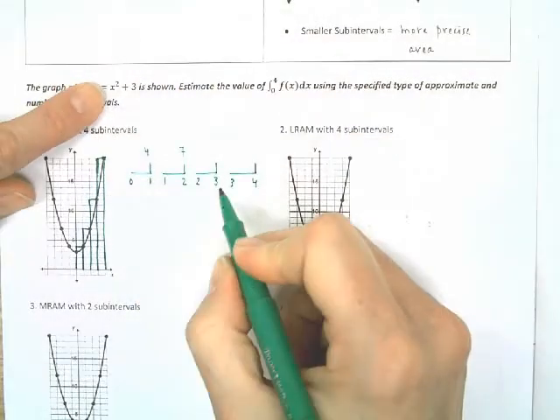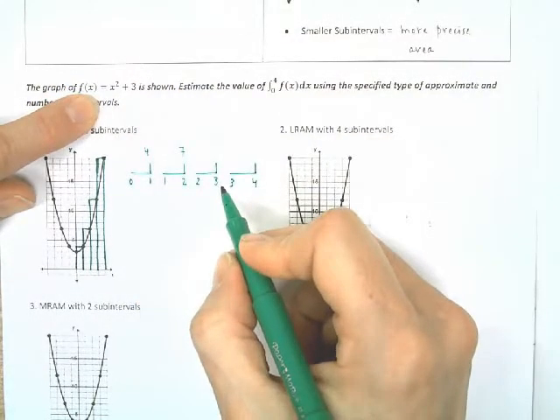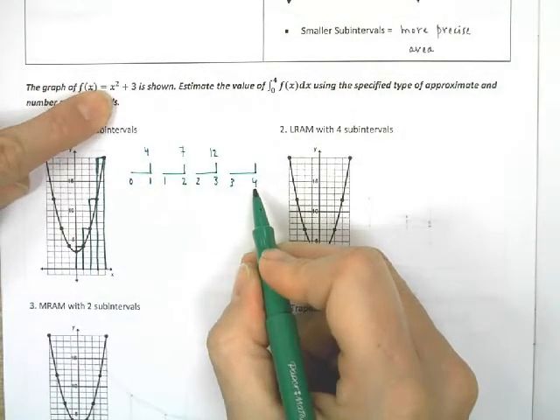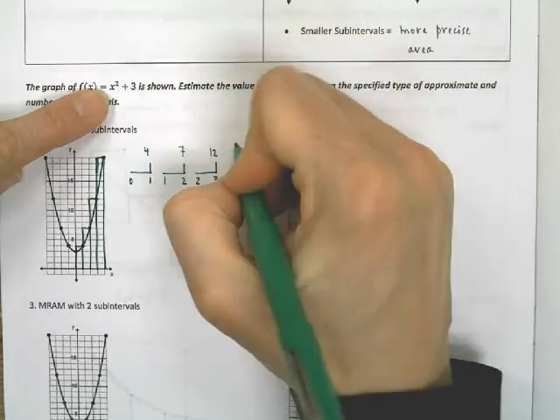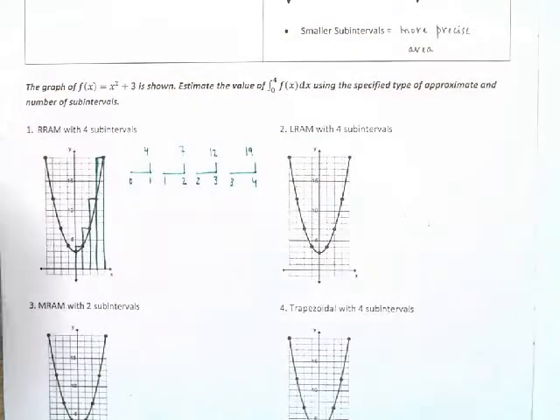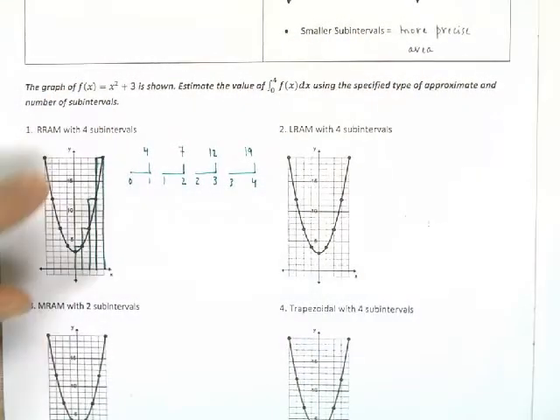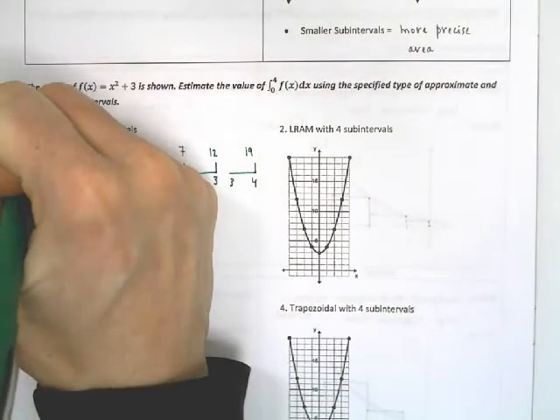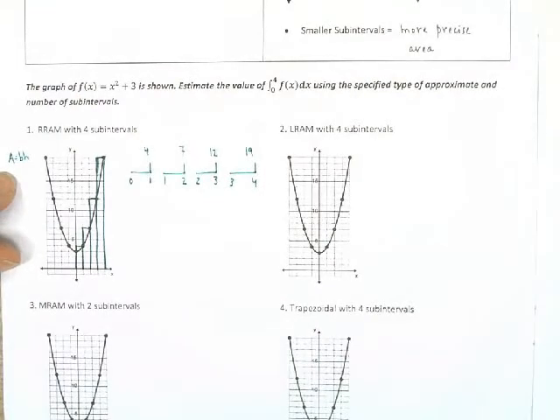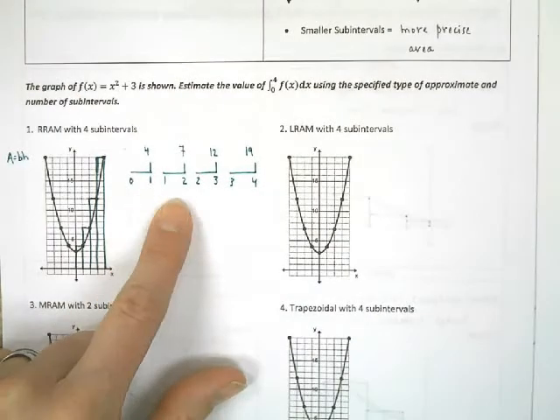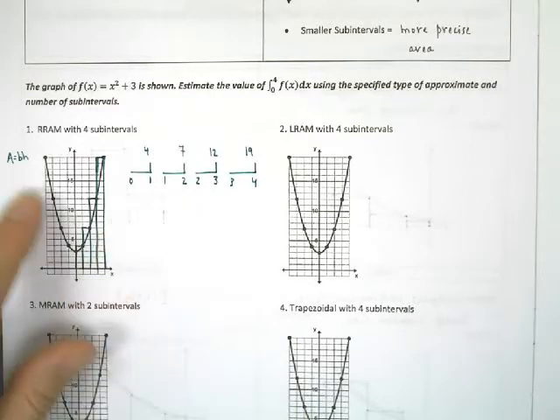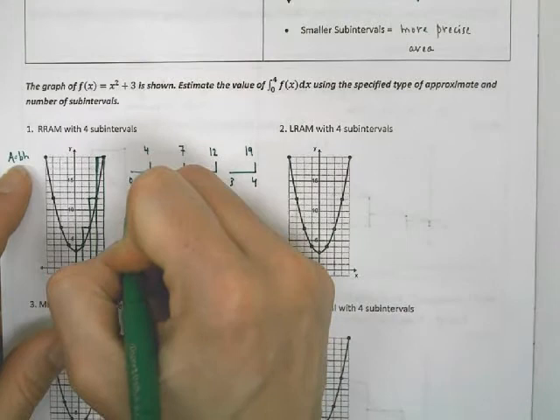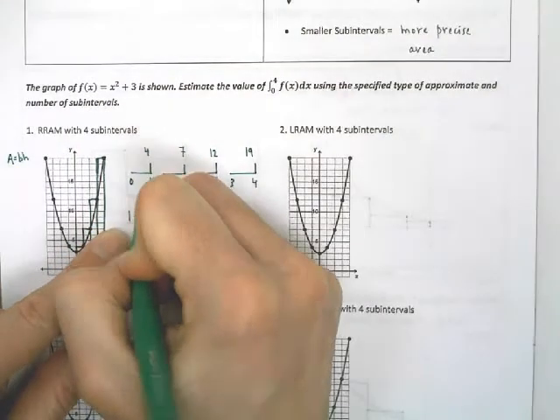f of 3 is 3 squared plus 3, which is going to give us 12. And then f of 4 is 4 squared plus 3, which is 19. So now, I'm doing areas of rectangles, and I know the area of my rectangle is base times height. Since we split up these subintervals evenly, my base is always going to be 1, so I'm just going to factor that out. My common base is 1, and then I can add up all the heights.